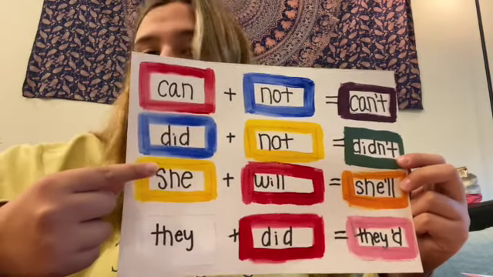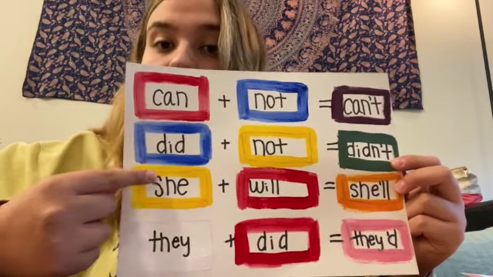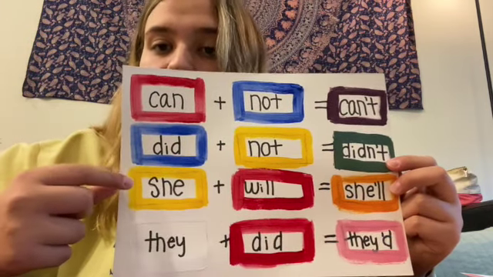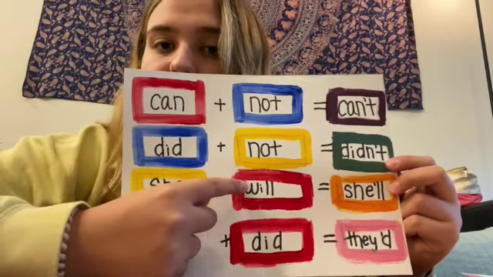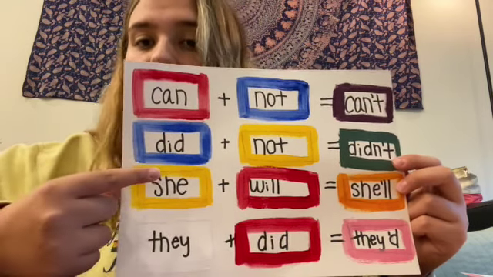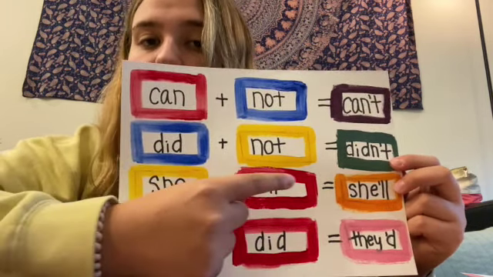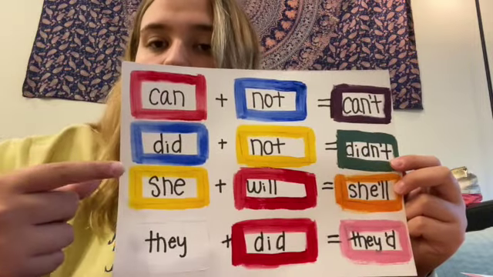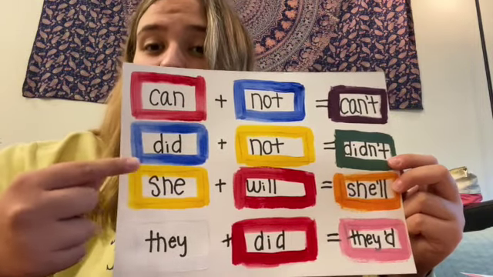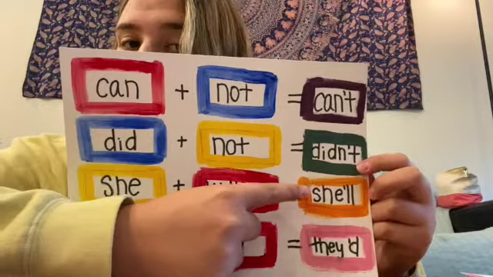For our third example, we're going to use she and will. She is in a yellow box and will is in a red box. When you combine she and will, you get she'll. And then when you combine yellow and red, you get orange.